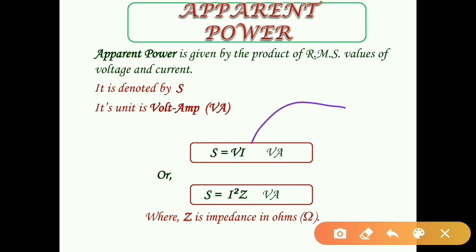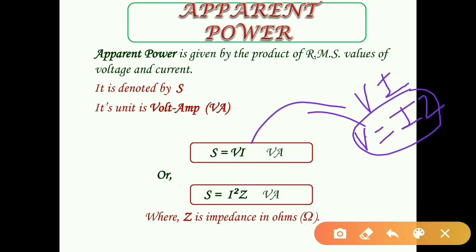This is V into I, then V equals to IR, but in case of AC circuit, V equal to IZ. Then substituting the value of V in this, we get IZ into I, which is I squared Z.